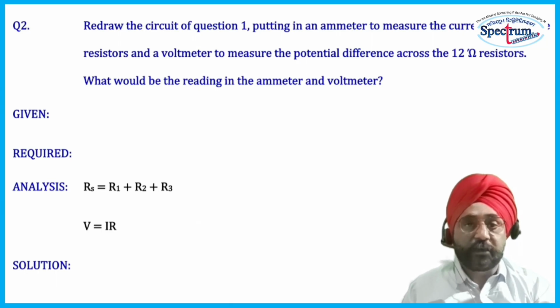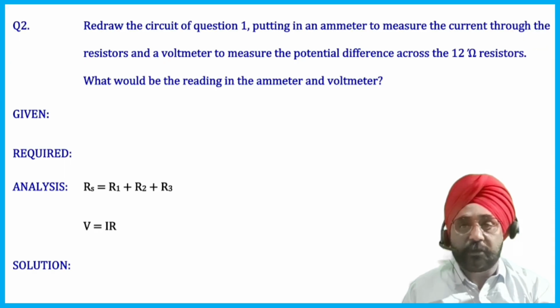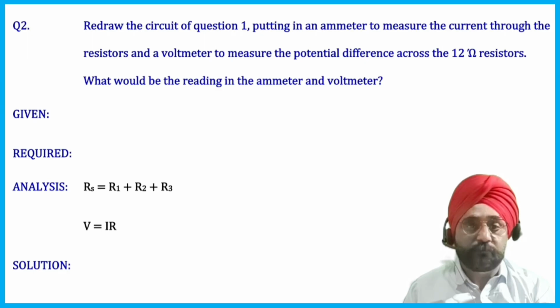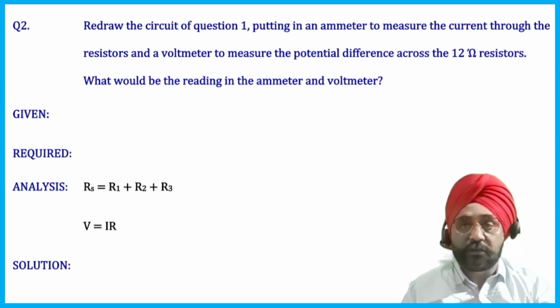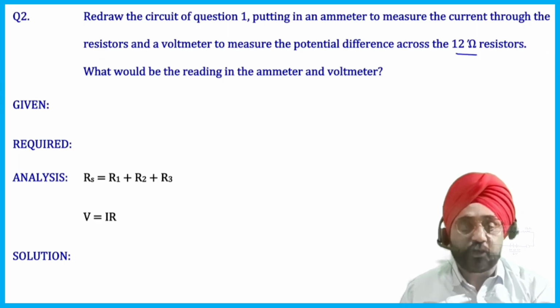Redraw the circuit in question 1, putting an ammeter to measure the current through the resistors and a voltmeter to measure the potential difference across the 12 ohm resistor. What would be the readings in the ammeter and voltmeter? So we need to find current and potential difference. First we redraw the circuit.